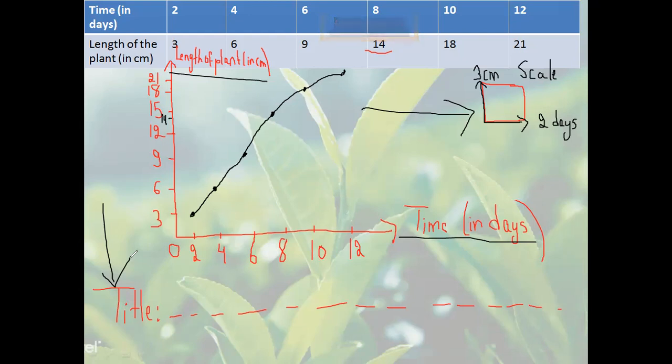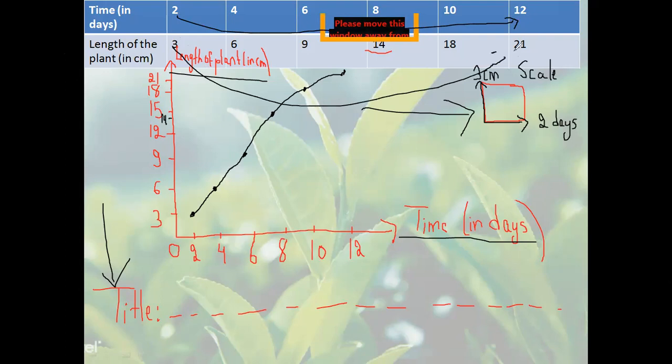Here, if I ask you to analyze the graph, how can we analyze the graph? It's very easy. At time 2 days, the length of the plant was 3 centimeters. As the time increases from 2 to 12 days, what happens to the length? The length of the plant increases from 3 to 21 centimeters. This is the analysis for this graph.